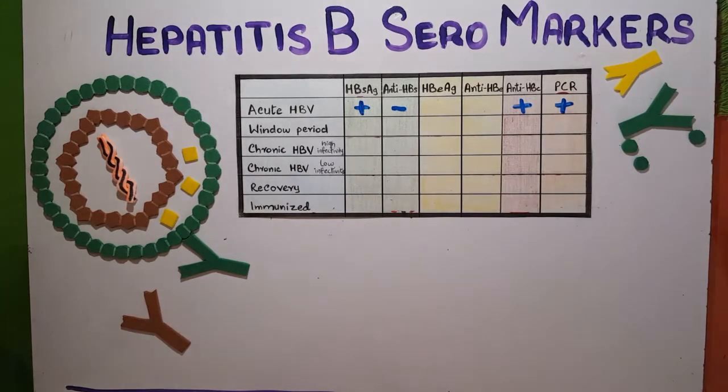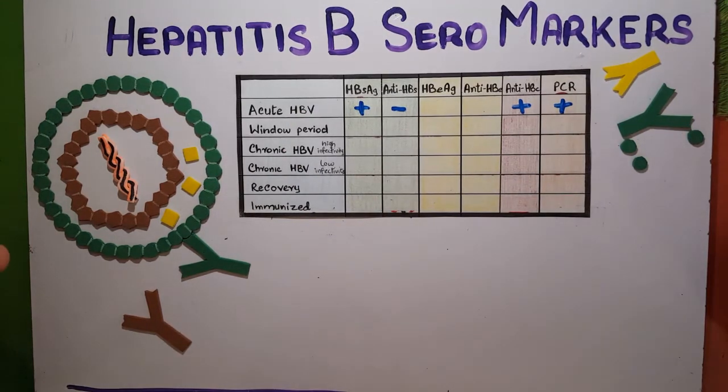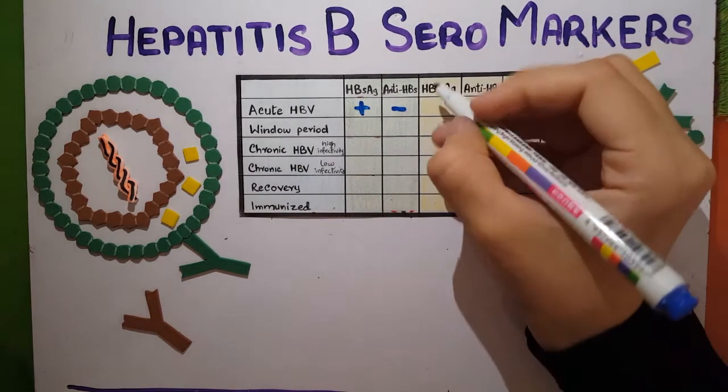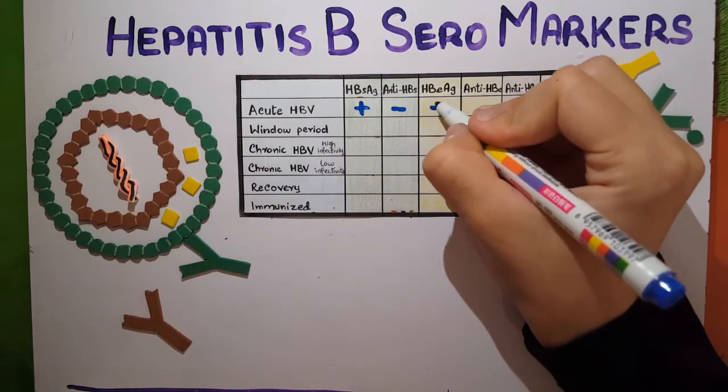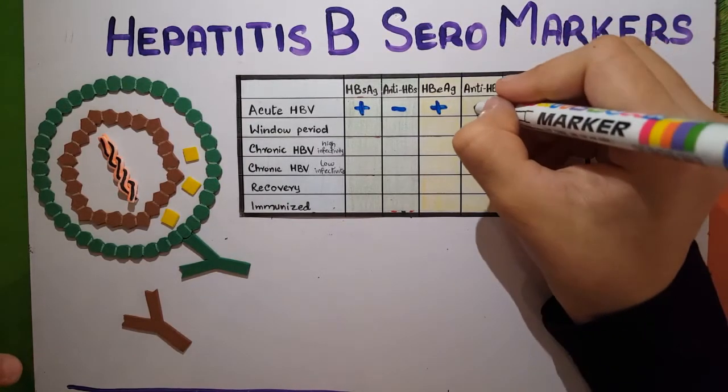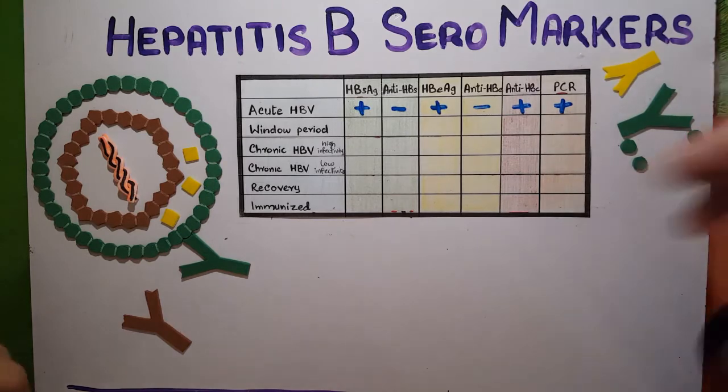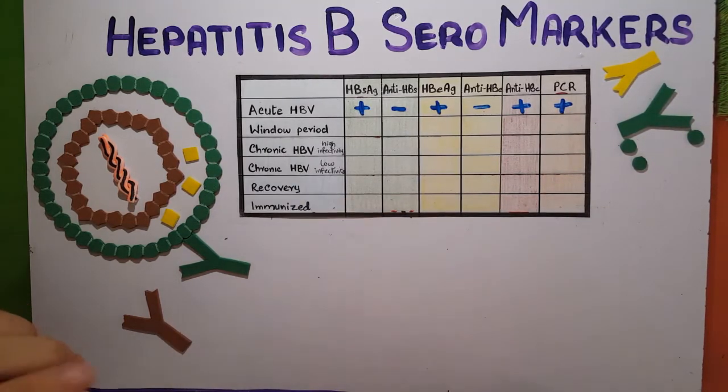As in acute infection, usually the virus is replicating a lot, therefore HBe antigen will most likely be positive, and when the antigen is positive, its counter antibody will be negative. Alright, so now coming to our window period.